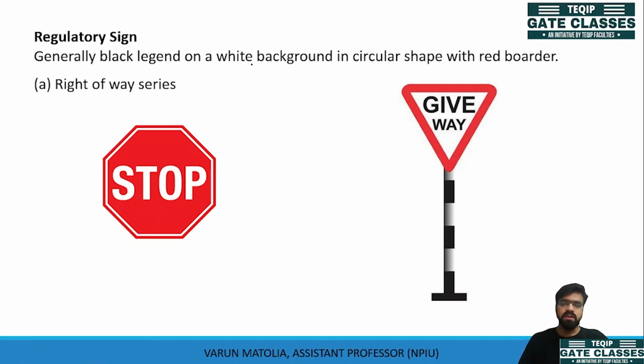I said the regulatory signs have a white background, but your stop sign does not have a white background. The legends are written in black, but here stop is written in white, and the shape is circular, but the shape of both of these signs is not circular. So these signs are exceptions in regulatory signs, and you know that exceptions are always asked. So these are the most important signs present in your regulatory signs. You should know the characteristics of these signs, and you should know about these exceptions.